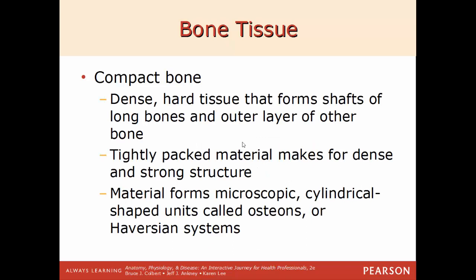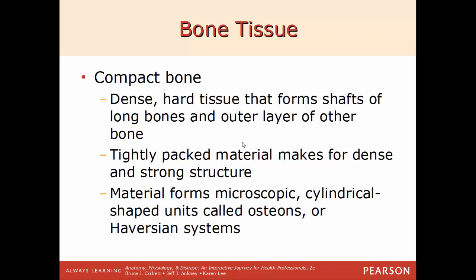Now, a bone will have two different types of tissue, depending on what its function is and where it's found. The first one will be compact bone, very dense, very hard tissue that's found in the shaft of the long bones and the outer layer of some other bones. So this is very, very tightly compacted material that allows for a great deal of strength.